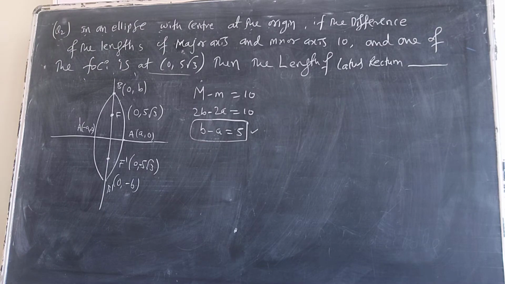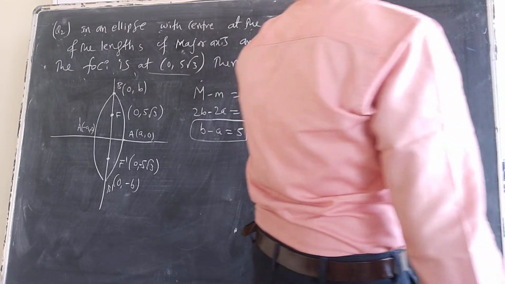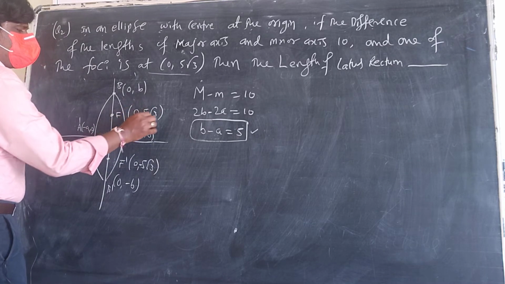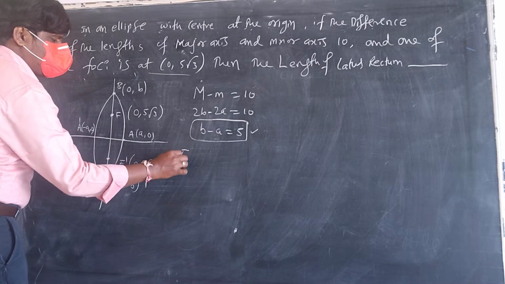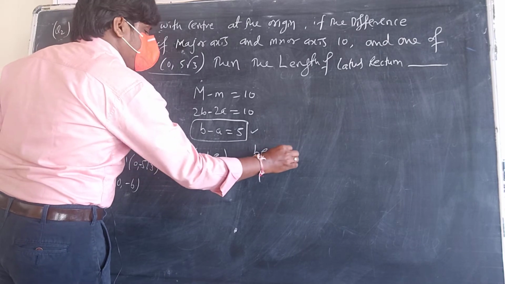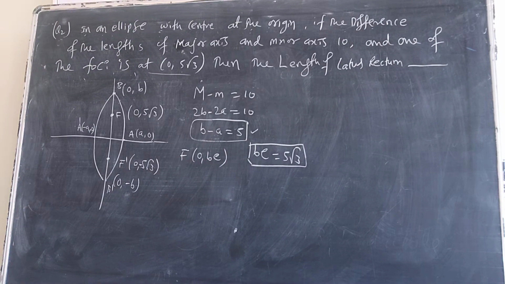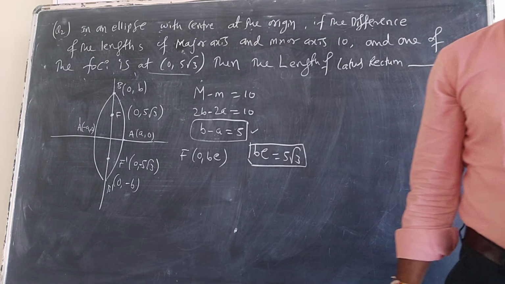Next, what is said here? The ellipse has its center at the origin, the difference of the major and minor axes is 10, and one of the foci is 0 comma 5 root 3. Then find the length of the latus rectum. The focus is 0 comma b, therefore the b value is 5 root 3, and b minus a is 5. Using this we have to find the latus rectum. For that you have to know the values of a and b.